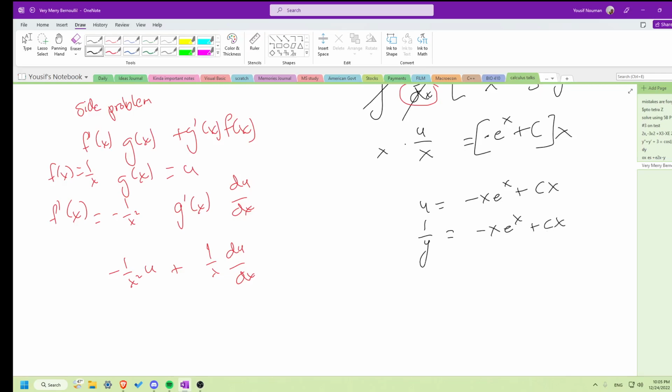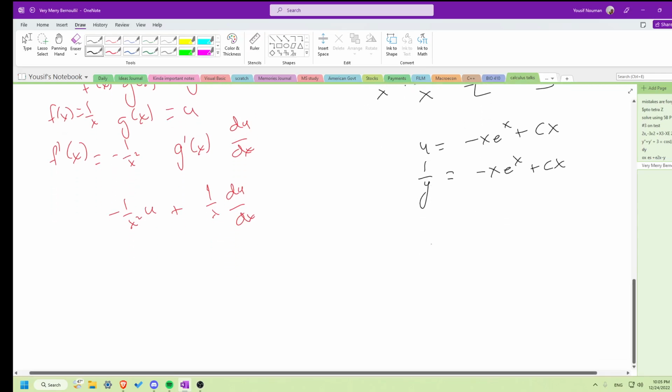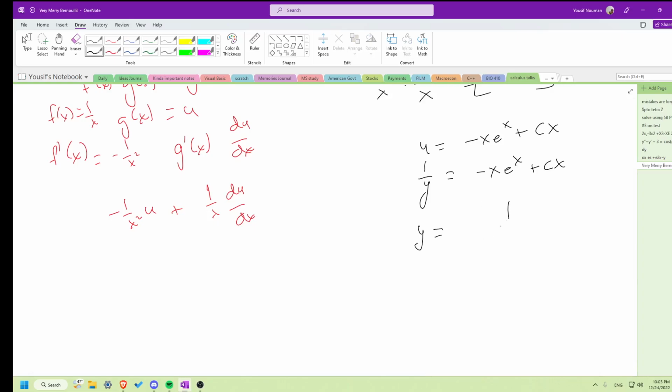Now, this is technically correct, but if we want to get an explicit form, we have to divide 1 by everything, so it becomes y is equal to 1 over negative x e to the x plus cx. And that's why Bernoullis are so cool.